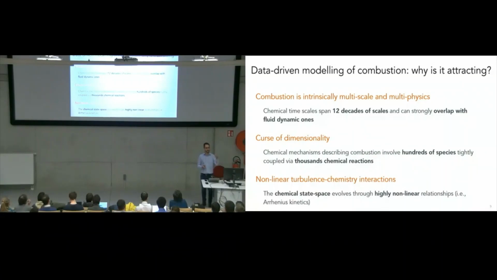Chemical kinetics for standard fuels involve hundreds of species and thousands of chemical reactions that are tightly coupled in kinetic mechanisms. And then, on top of the nonlinearity of turbulence, you have nonlinear turbulence-chemistry interactions, and the evolution of the state space is highly nonlinear, mainly because of the Arrhenius kinetics. Okay, so you see that you have a number of challenges that make the use of machine learning, data-driven modeling, and reduced order modeling very appealing for these applications.